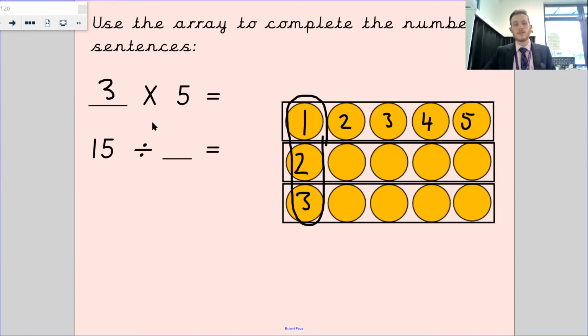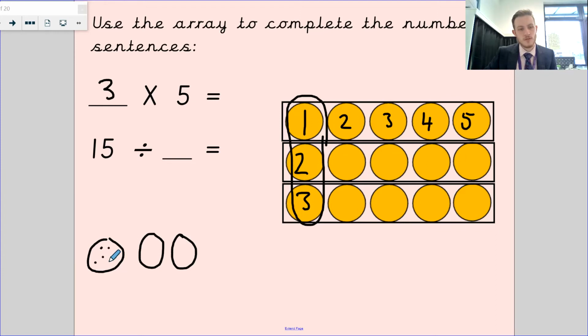3 lots of 5 is going to equal, well, I could count in my 5s. Let's try that, shall we? I could use my number line. I could use fingers, I guess. I could use my knowledge, because I know how to count in 5s. Or I could, so there's 3 lots of 5, so 3 groups and 5 in each group.